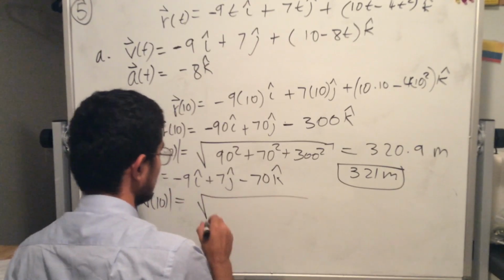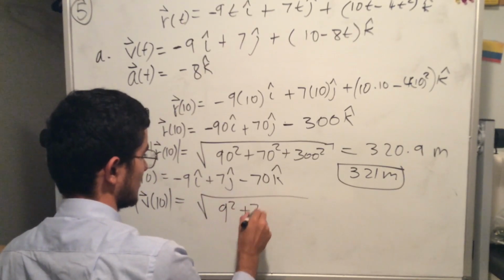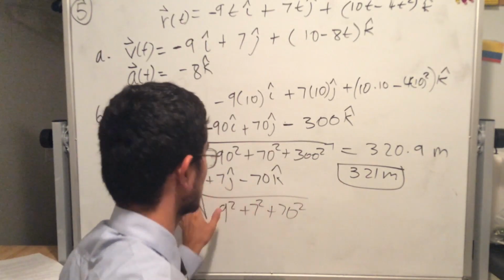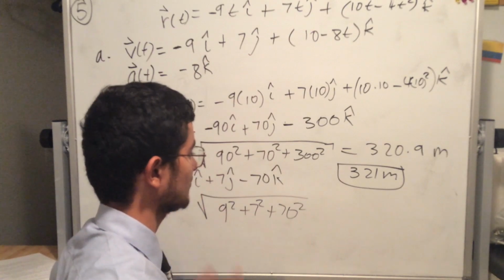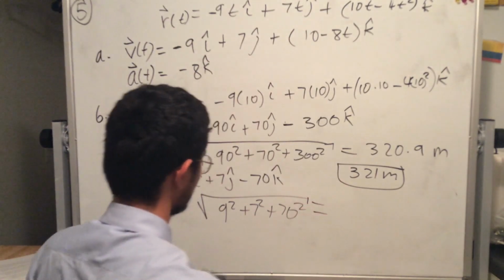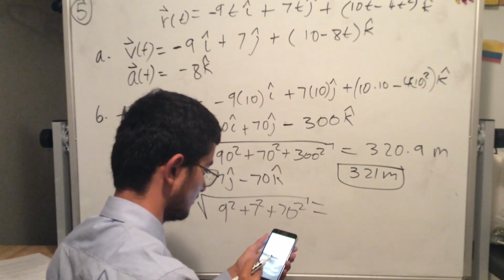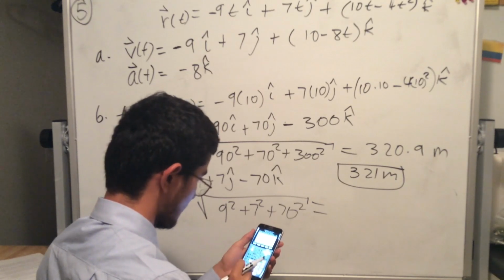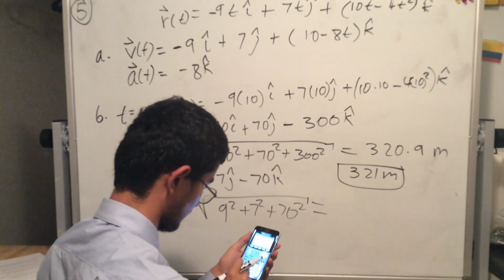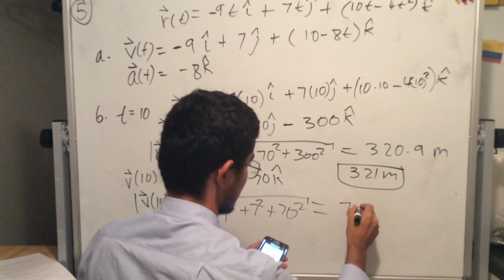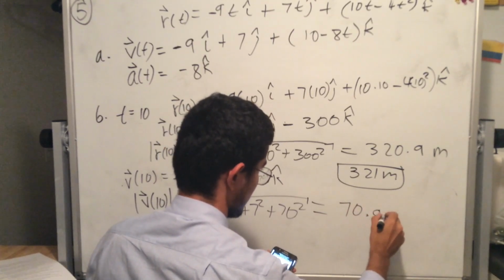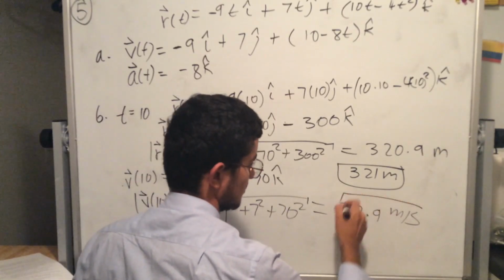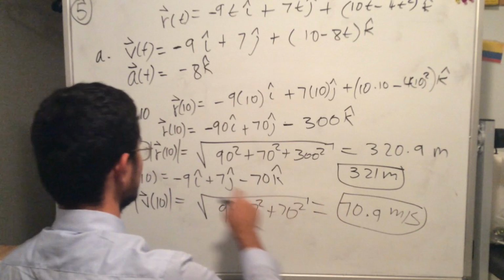So we do Pythagoras again in 3 dimensions. So 9 squared plus 7 squared plus 70 squared. I just disregard the negatives because we know that when we square a negative, we just get a positive, right? So let's go ahead and plug that into our calculator. So we got 70.9 meters per second. So that's going to be the velocity at t equals 10 seconds.